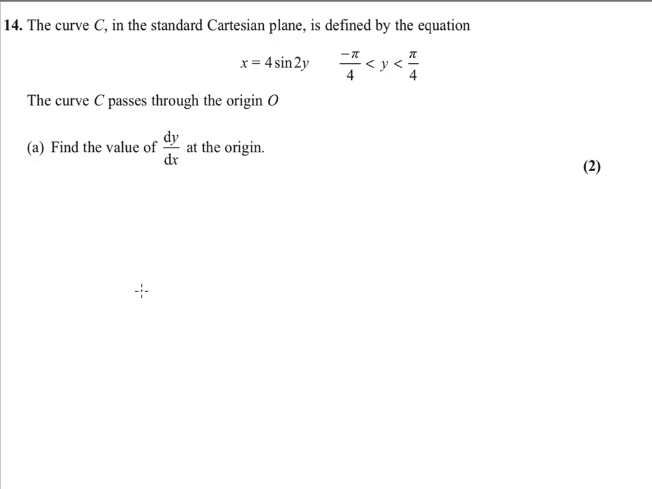Q14 has given us a Cartesian equation. It's y in terms of x instead of x in terms of y, but we'll worry about why they've done that later. They've just asked us to find dy by dx, or the value of dy by dx at the origin. Even though this is asking for dy by dx, I'm going to do dx by dy so that I don't have to do any rearranging.